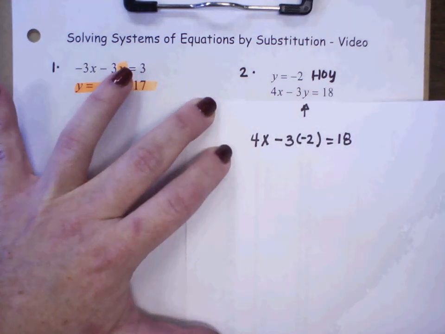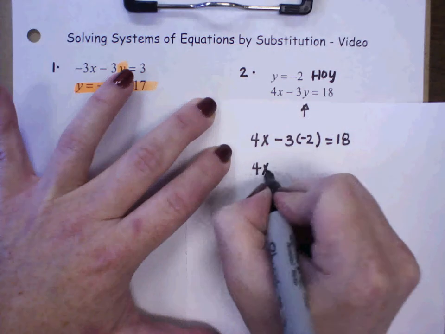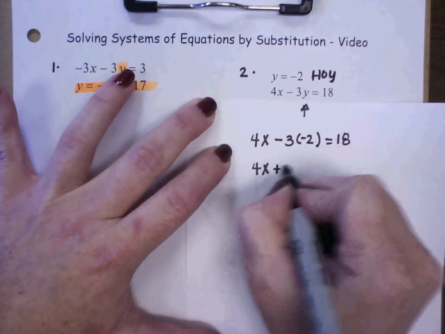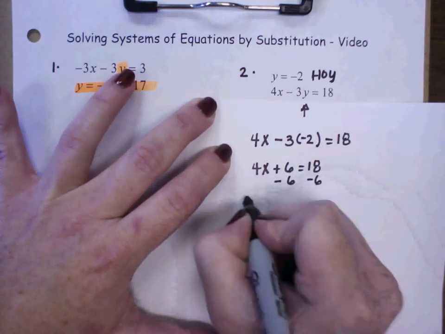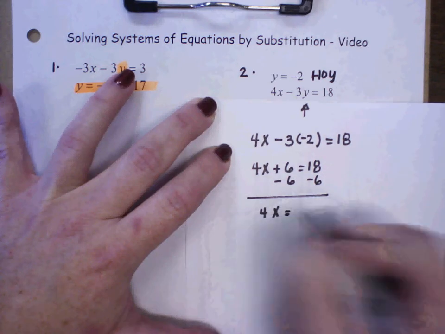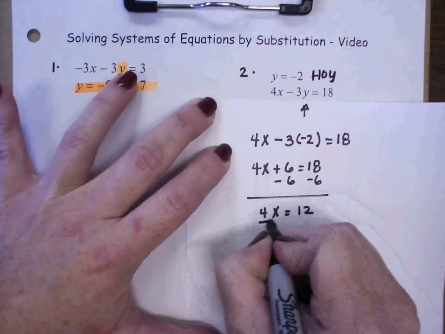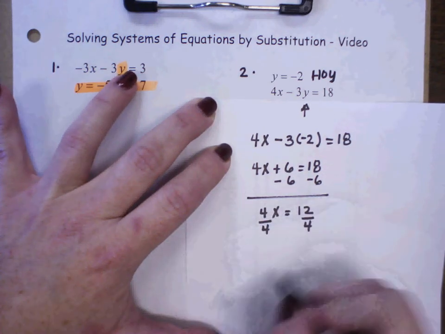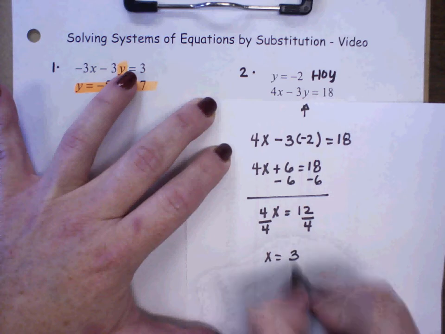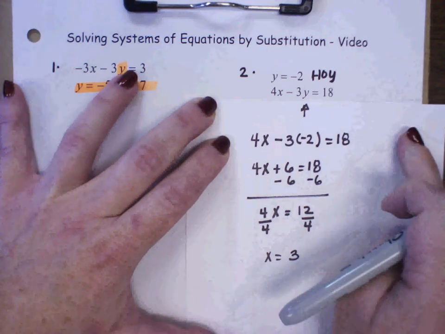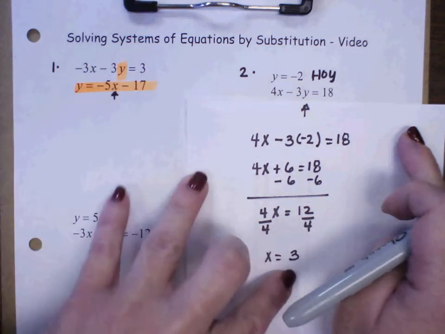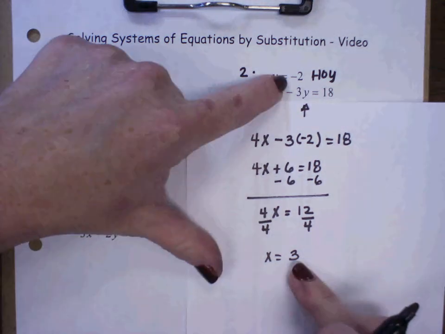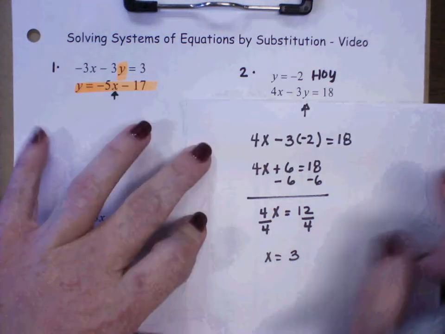And again, you can go to equation solver or go ahead and do it on your own. Negative 3 times negative 2 would be 6. And then I'm going to take away 6. 4x equals 12. Divide by 4, and x equals 3. So the solution for the systems of equations on this one would be x equals 3 and y equals negative 2.